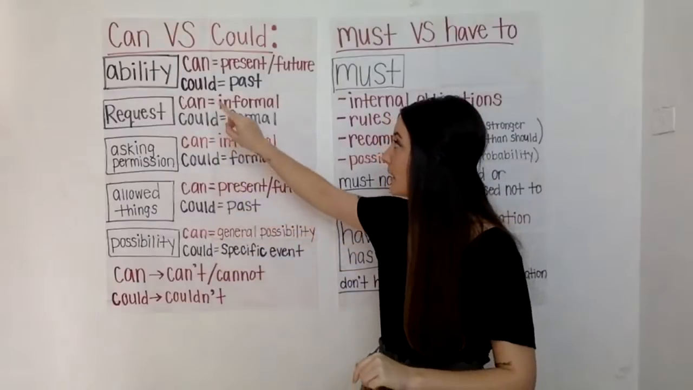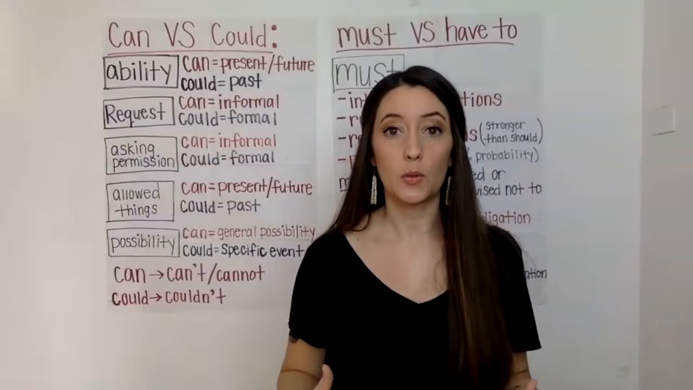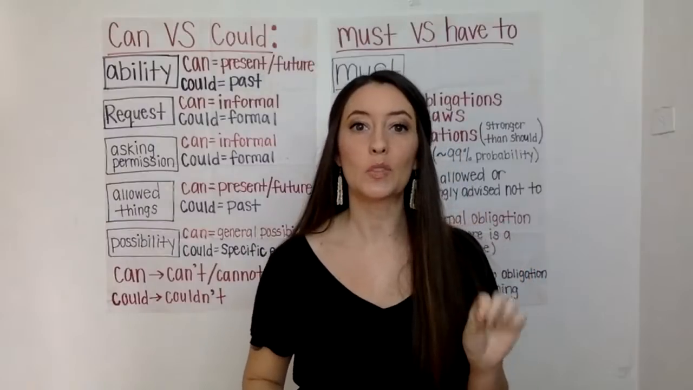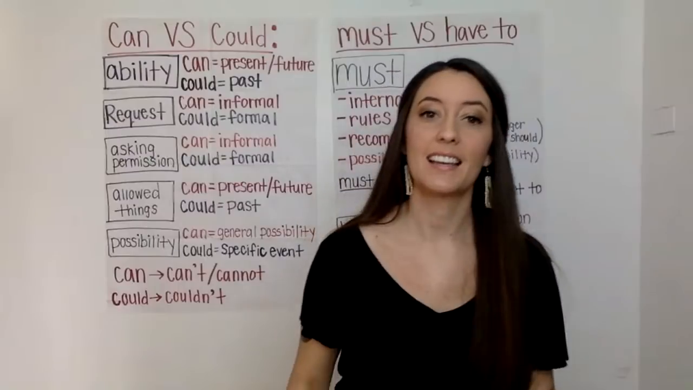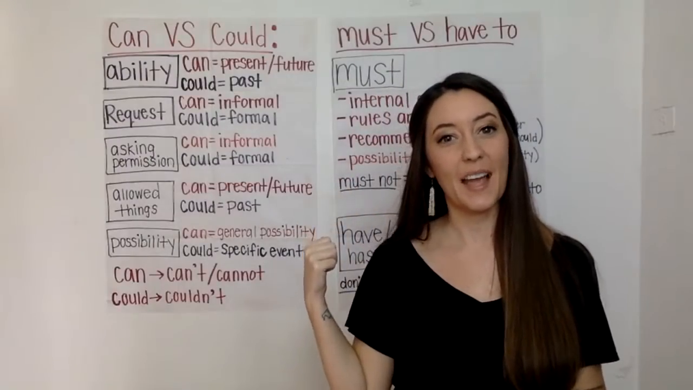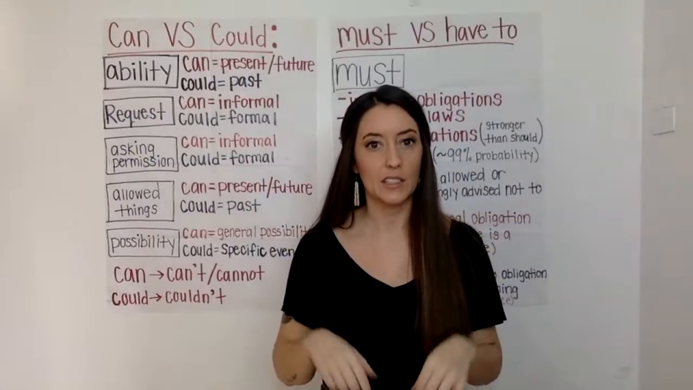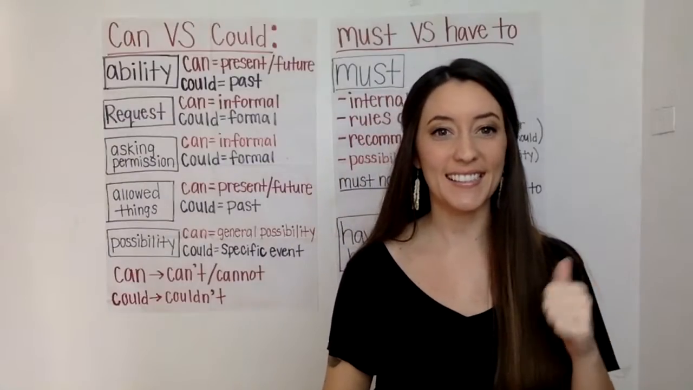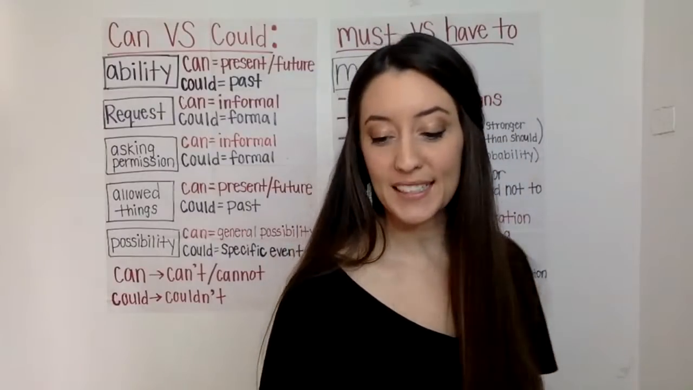Let's start with ability. When we're talking about things we can do in the present tense or in the future tense, we're going to use can. Can is used for present tense and future tense. However, if we are talking about something that happened in the past or that we were able to do in the past, but now we can't do it today, we're going to use could. Could in this case is the past tense of can. Let's look at two examples.